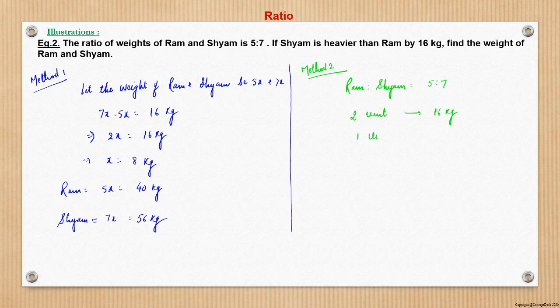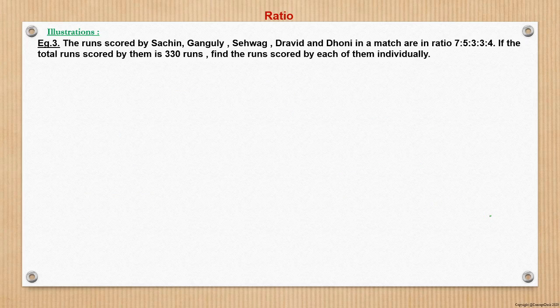So 1 unit will be given by 8 kg. 1 unit represents 8 kg. So therefore Ram's weight is 5 units, so it is 5 into 8, 40 kg. And Shyam's weight is 7 units, so 7 into 8 is 56 kg. Right. So this is another way of solving this question, and we get the same answer we got from the previous approach.